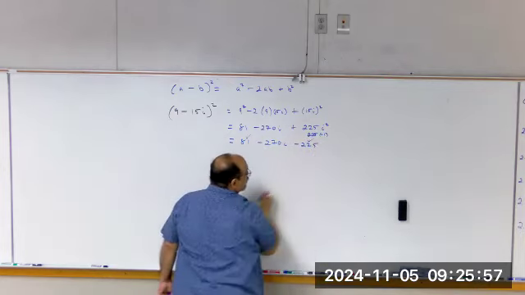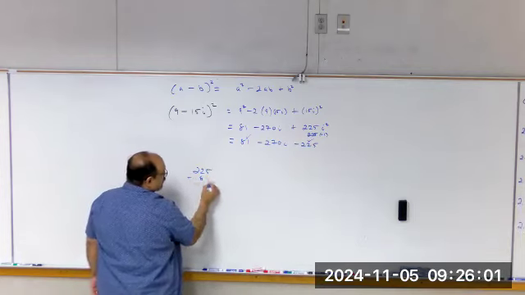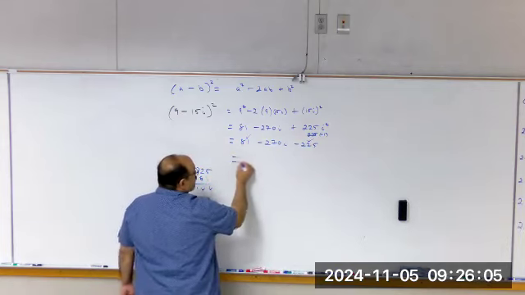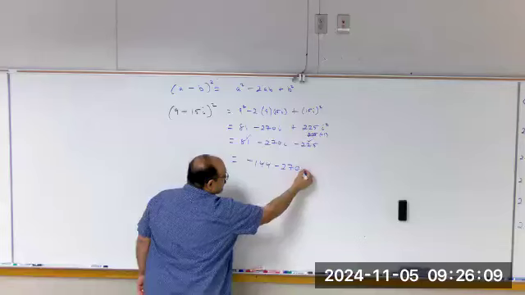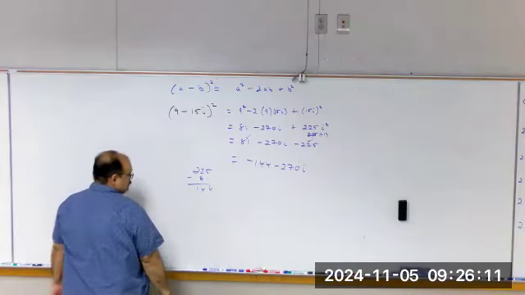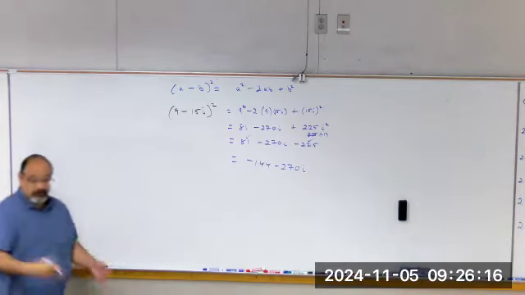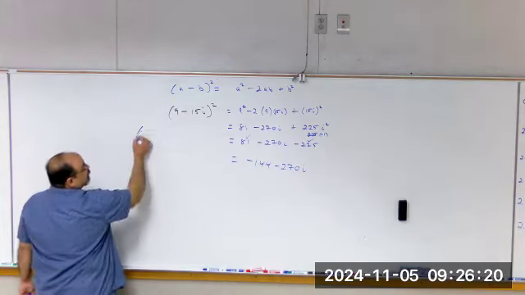These are your two like terms. Obviously, 225 minus 81, we get 4, that's going to be 144. So negative 144 minus 270i. That's if you use a special product. If you don't want to, then you have to do this.